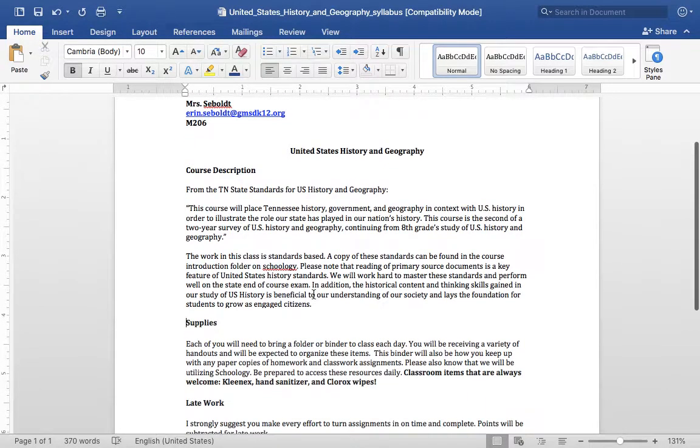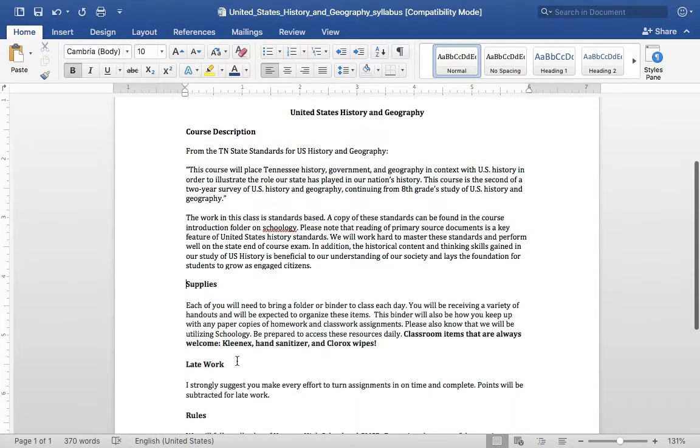So supplies: I always have Kleenex, hand sanitizer, and Clorox wipes as things that I would love to have in the classroom. This year, I know that's really tricky. We're all lucky if we can find hand sanitizer and Clorox wipes for our own homes, let alone have enough to send to school. So I understand that that's never a requirement.